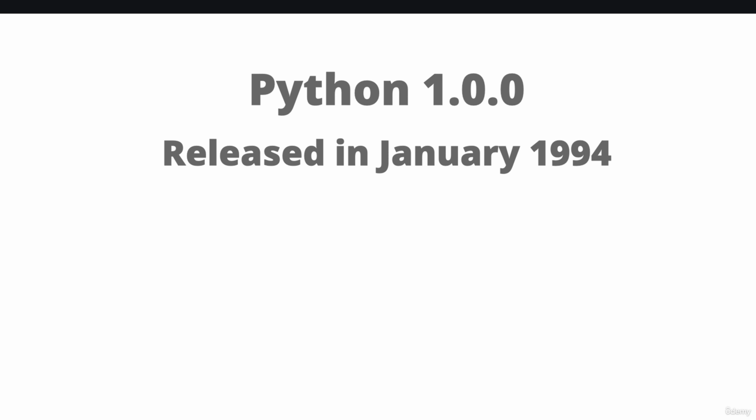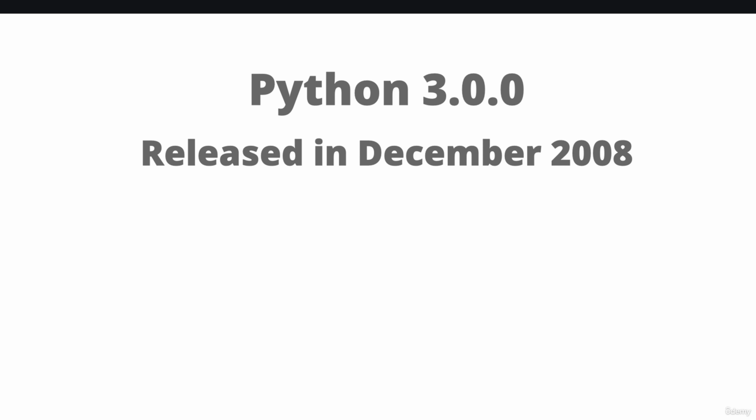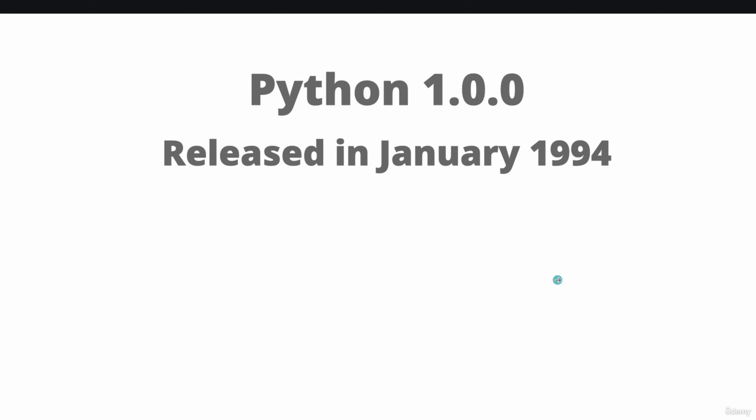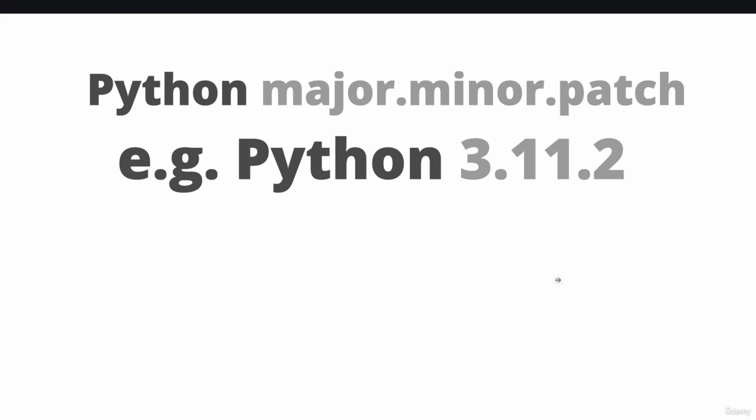So let's begin. Let's talk about some history first. Python version 1.0.0, or simply Python 1, was released in 1994. And 6 years after that, Python 2 was released in 2000. 8 years later, Python 3 was released, and currently Python 3 is the current version. Now, these were major releases 1, 2, 3, but there are also minor releases and patch releases as well, which I'll talk about now.